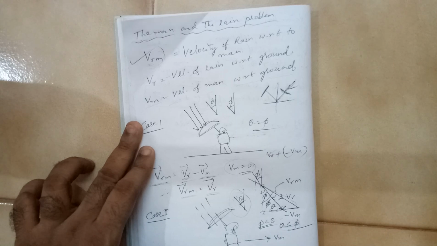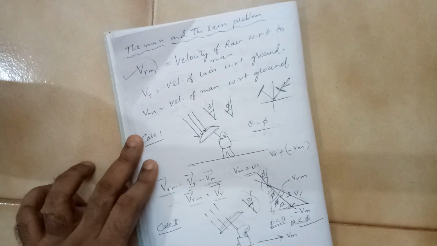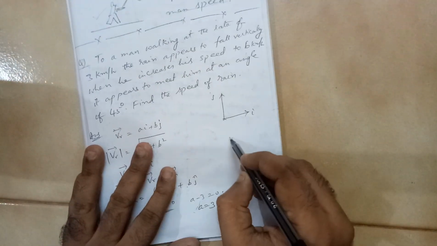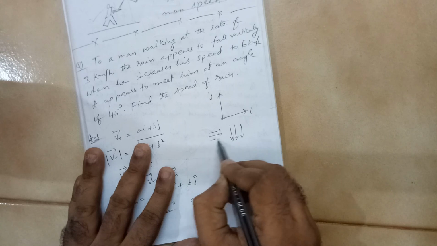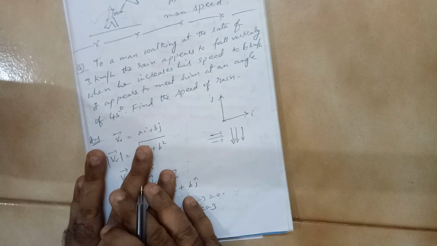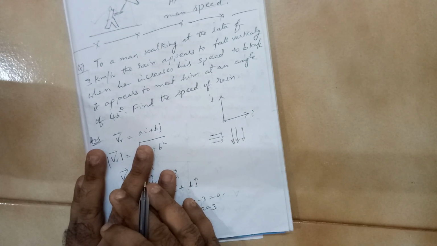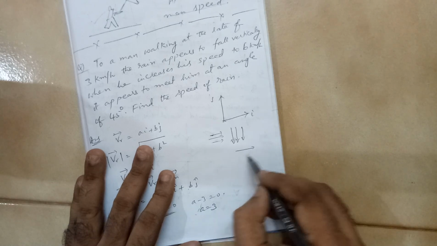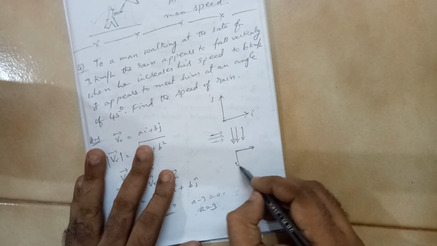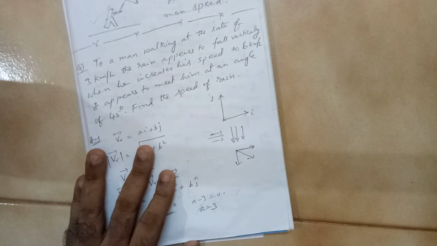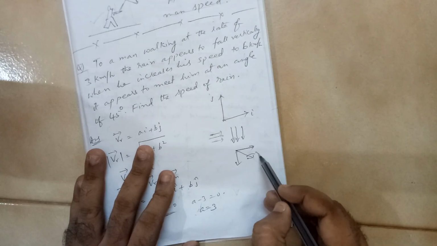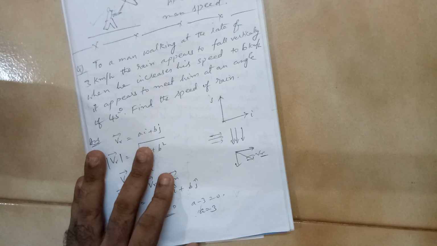If there is a wind, what will happen? See, let us say originally the rain was falling like this, okay, and there was wind in this direction. So what will be the final direction of the rain? This is the wind direction, this is the rain direction, so it will be in this direction. Now this becomes the velocity of the rain direction, right?